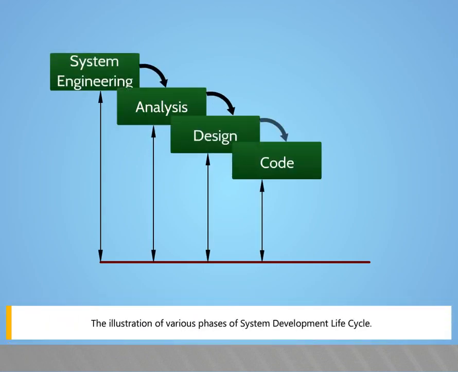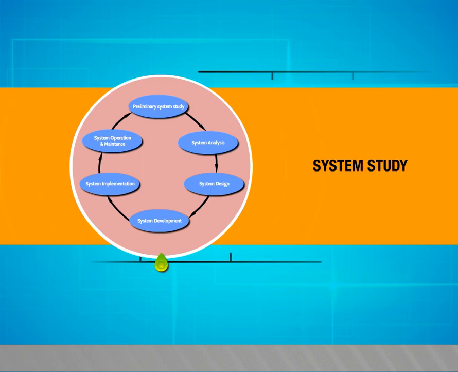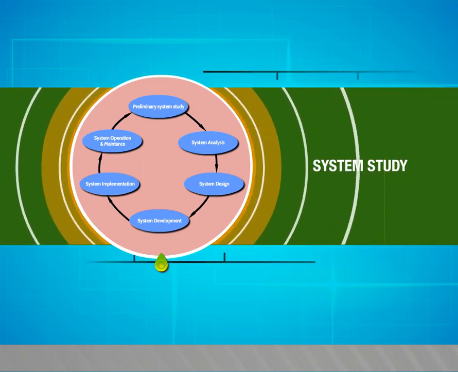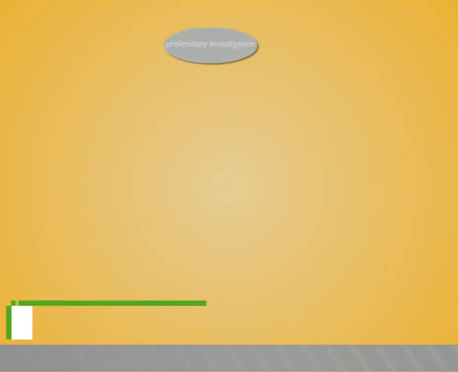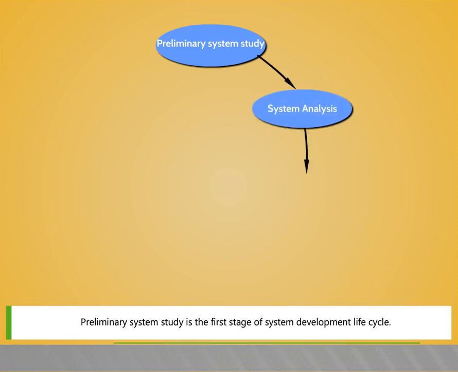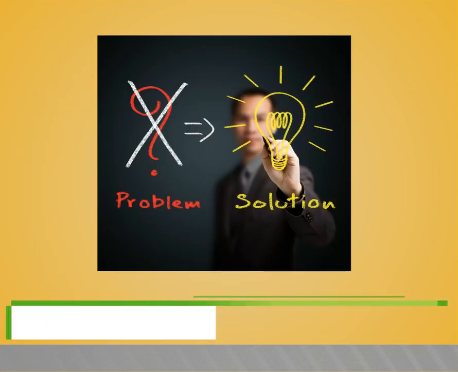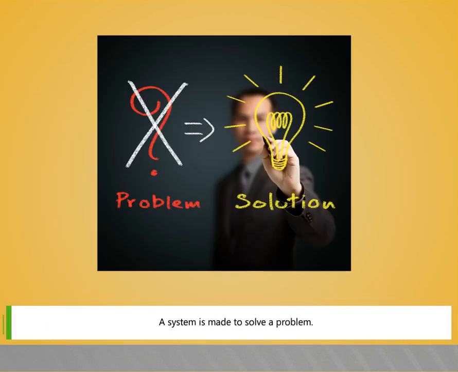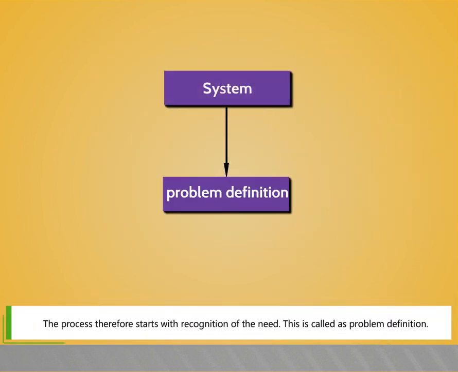The illustration of various phases of System Development Lifecycle. System Study. In this video, we are going to see about System Study. Preliminary System Study is the first stage of System Development Lifecycle. A system is made to solve a problem. The process therefore starts with recognition of the need. This is called as problem definition.